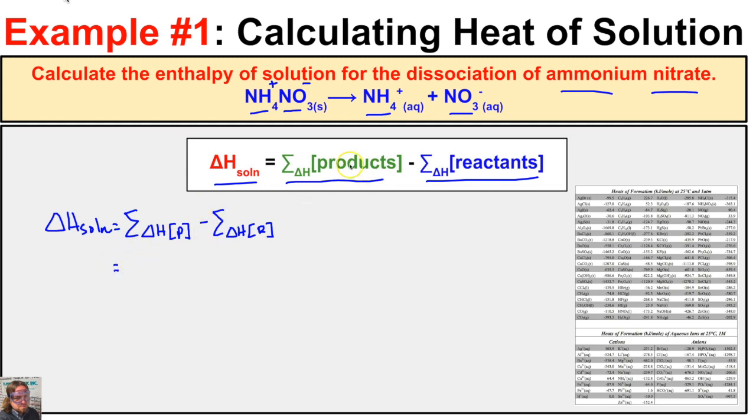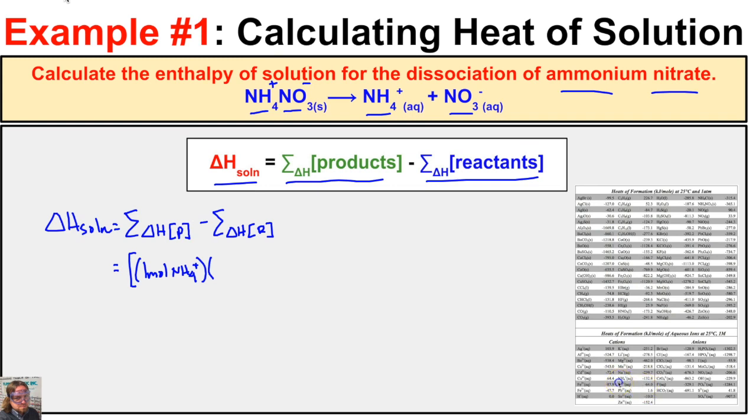Let's first work on our products. Our products are everything to the right of that arrow. We'll start off with a bracket. And so what this is telling us is that we have 1 mole of ammonium ions here, according to our balanced chemical equation. So we have 1 mole of NH4 plus. And if we look at our heat of formation table and we find ammonium, let's see if we can find it on our table.